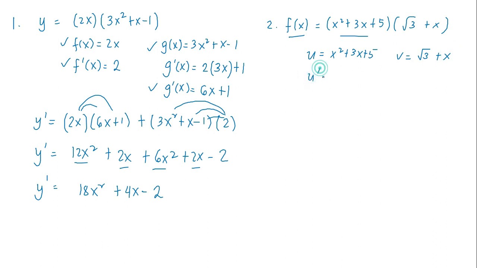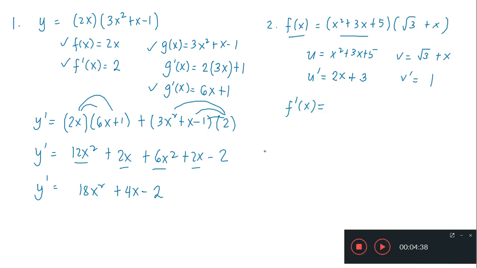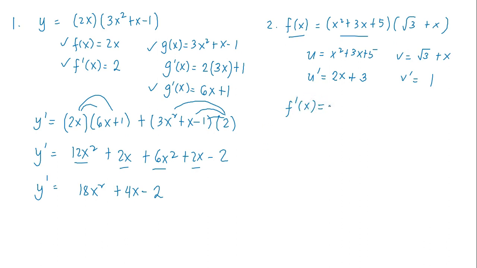Okay? Let us get the derivative of u. So u prime is equal to 2x plus 3. Again, 5 is a constant, so 0 na lang ang kanyang derivative. V prime is equal to, so square root of 3 is also a constant, so the derivative of that is 0, while the derivative of x is just equal to 1. Okay? So we have f prime of x is equal to u v prime plus v u prime. Okay?